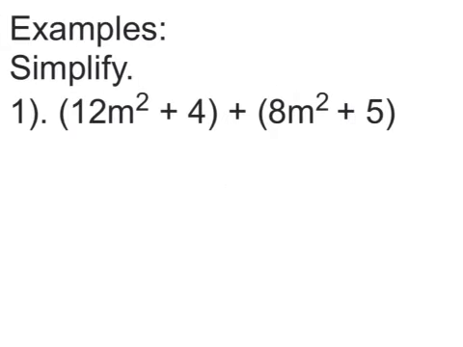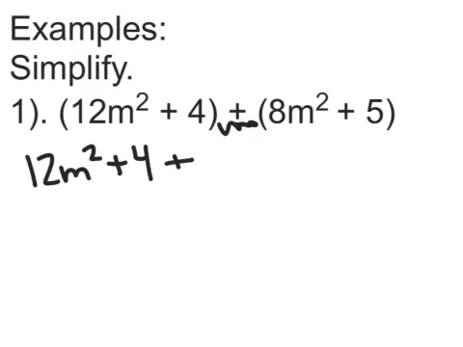We have the quantity of 12m squared plus 4 plus the quantity of 8m squared plus 5. So if you go back and look at the steps, the very first step was to distribute any negative signs. Well, if we look at this problem, we don't have a negative sign because we're adding here. So that means we can just drop our parentheses and rewrite our problem. So we have 12m squared plus 4 plus 8m squared plus 5. There was nothing to distribute.